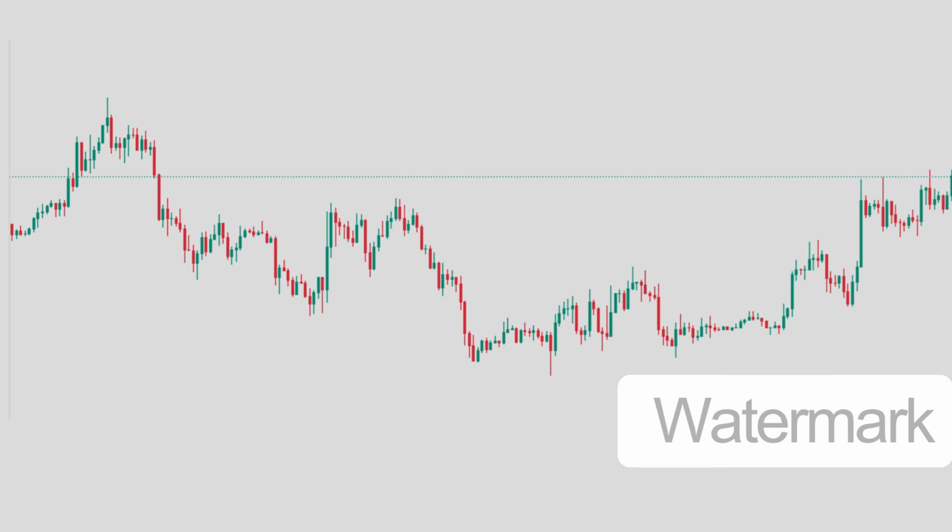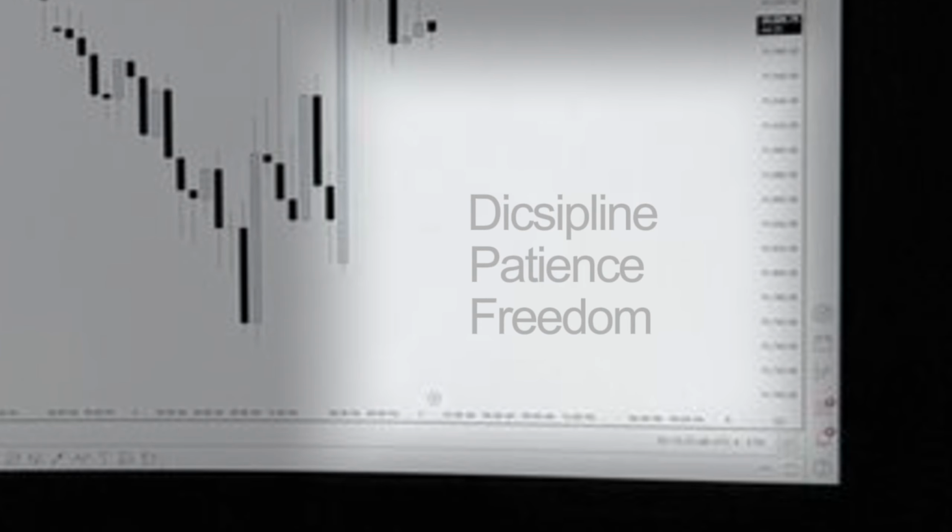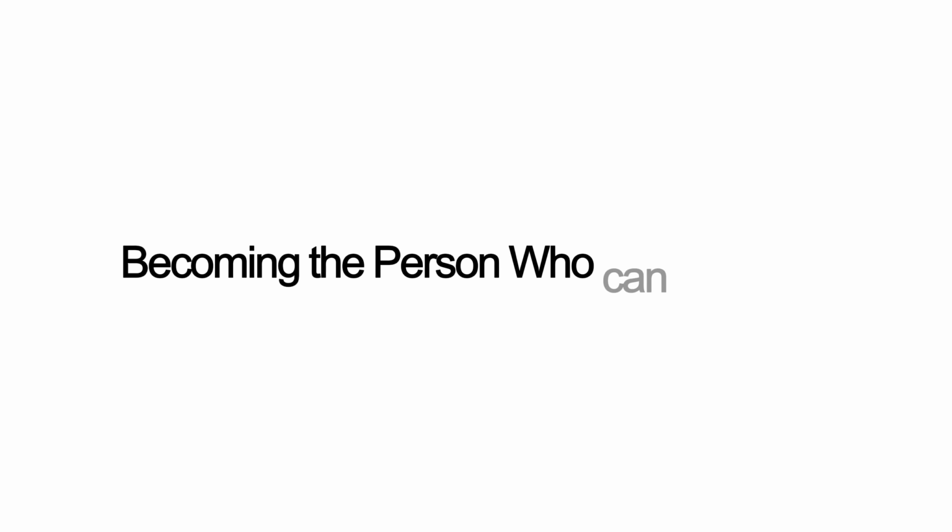Now this last one, I don't use it anymore, but it was very helpful when I was starting off. This one had a really big impact on me, and it was simply a watermark indicator, and it just lets you display text on your screen at all times. Now why is this important? Because trading is psychological, and sometimes you just need reminders. I used to have words on my screen like discipline, patience, and freedom, because at the end of the day, that's what it's all about. It's not about making money, but it's about becoming the kind of person who can handle it.